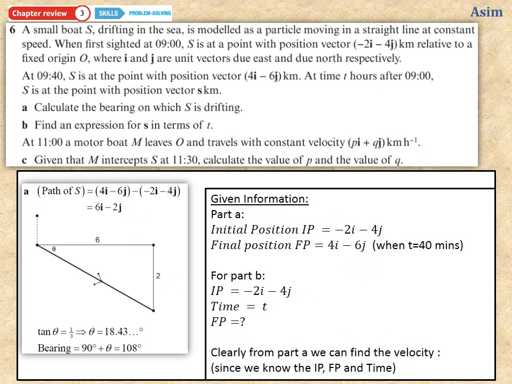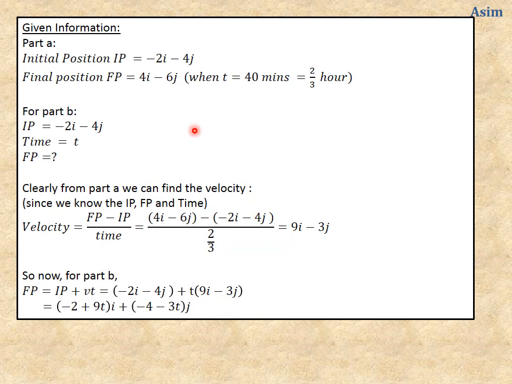Let us go to the next slide. So yes, we have initial position, final position, and the time it took to reach from here to here, 40 minutes, which is 2/3 of an hour. If I use that IP, time, and FP in this velocity formula we studied in the class, velocity is FP, the final position, minus initial position, which is nothing but the displacement. So velocity is displacement divided by time. You just substitute, you get the velocity.